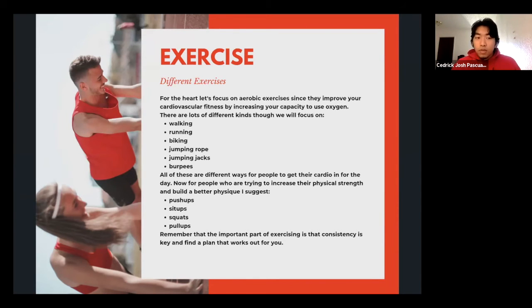Consistency is key. Make sure you do it at your own pace. Don't overwork yourself, or you won't do it anymore afterwards. So take your time, build up, and eventually you get to a point where you're feeling yourself. You're being fit. You're being healthy in your lifestyle and healthy toward your overall goals for the future.